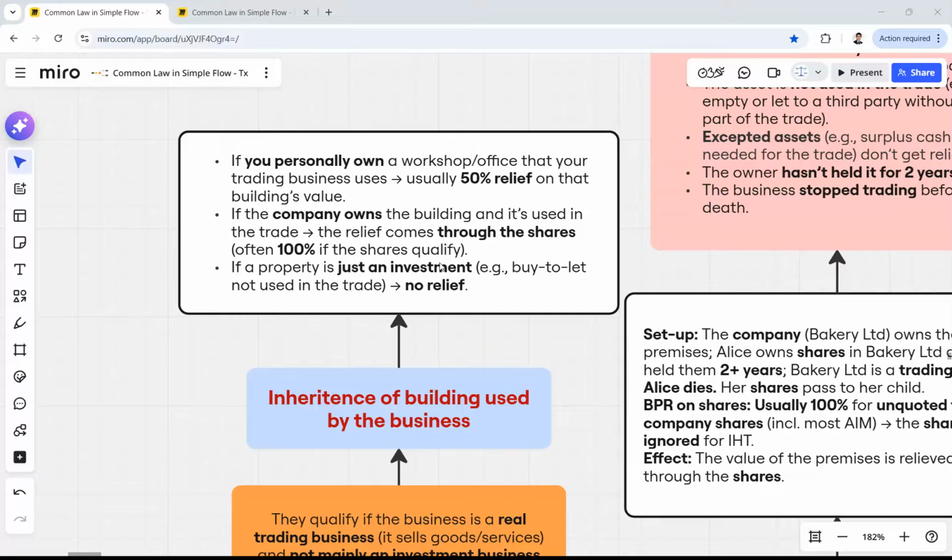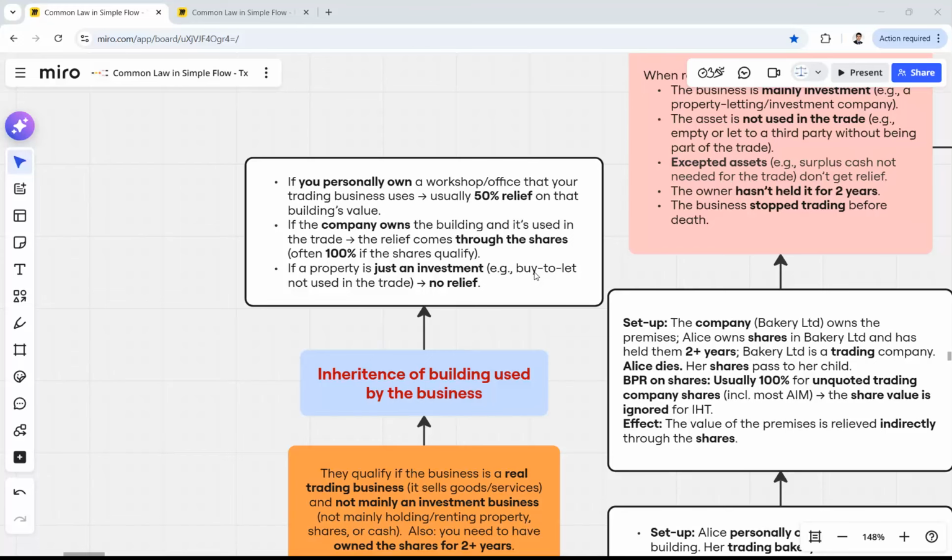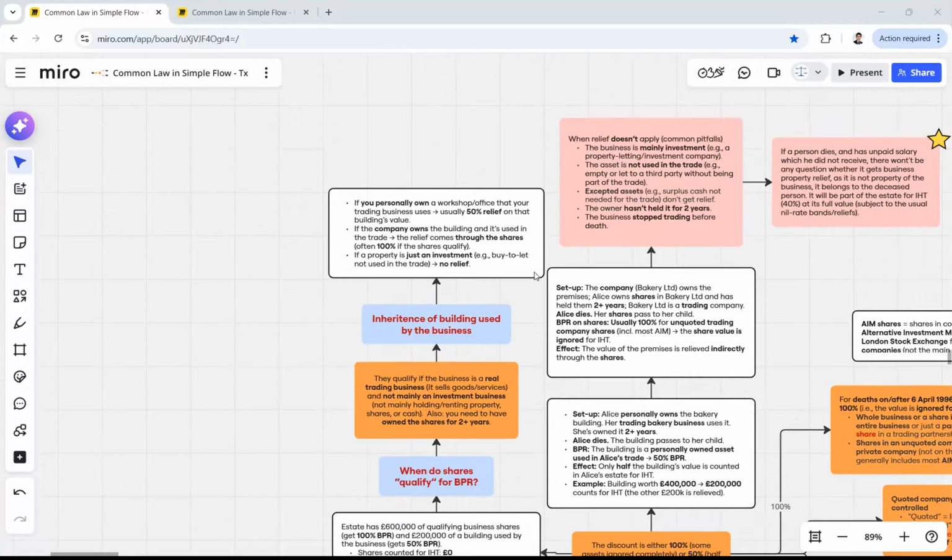If a property is just an investment, for example, buy to let, not used in trade, there is no relief. When you buy something to give it as a lease, like you bought land to rent it to some farmers, for example, then it will be just investment and there will be no relief.